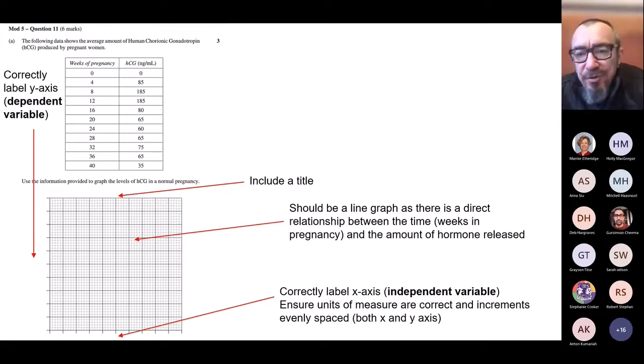Okay, so your initial thought might be, I haven't learned anything about this particular hormone. It doesn't matter, because all the information you need is up there in the stimulus. In this case, what they're doing is assessing your ability to graph that information. In all cases, your teachers would have sold you this message as well. You need to know your variables. Your independent variable nearly always goes across the x-axis. Your dependent, the one you're measuring, is going up the y-axis.